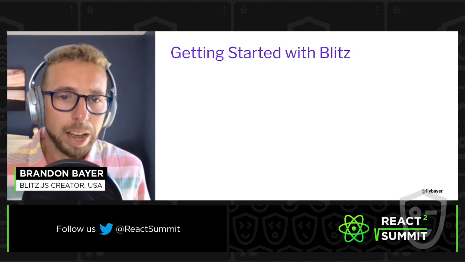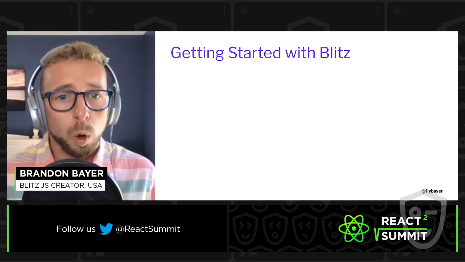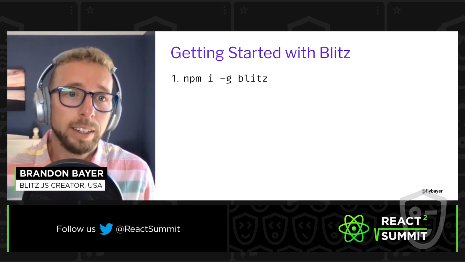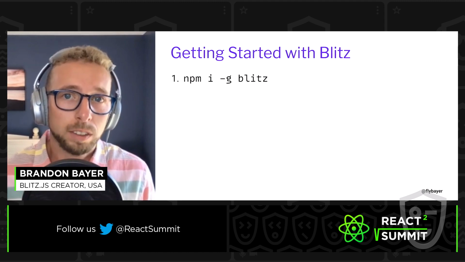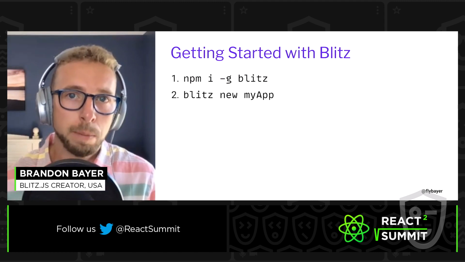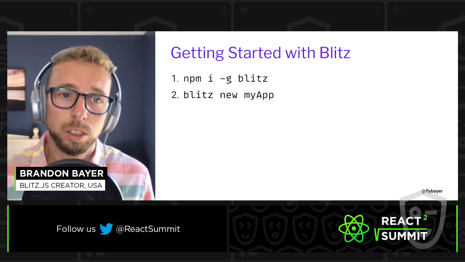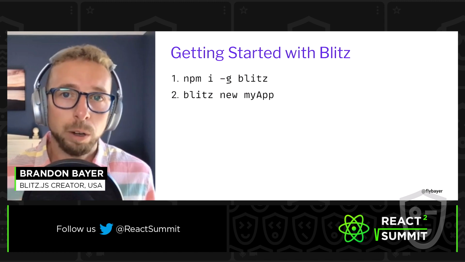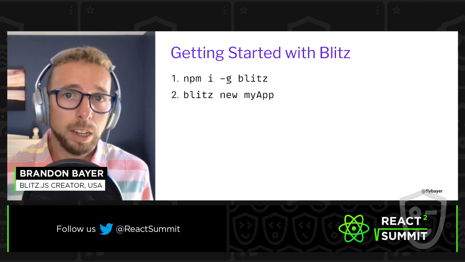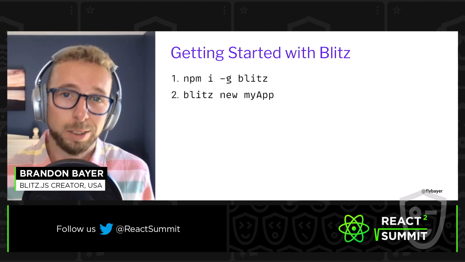Okay, so how do you get started with Blitz? Well, it's pretty hard. There's only two commands. The first thing is install Blitz globally as a CLI. And then secondly, run blitz new and pass it the name of your app. And that's it. It'll just generate your app for you, install your dependencies and so forth. And then, like I mentioned, you can immediately sign up and log in as a user, and it's awesome.